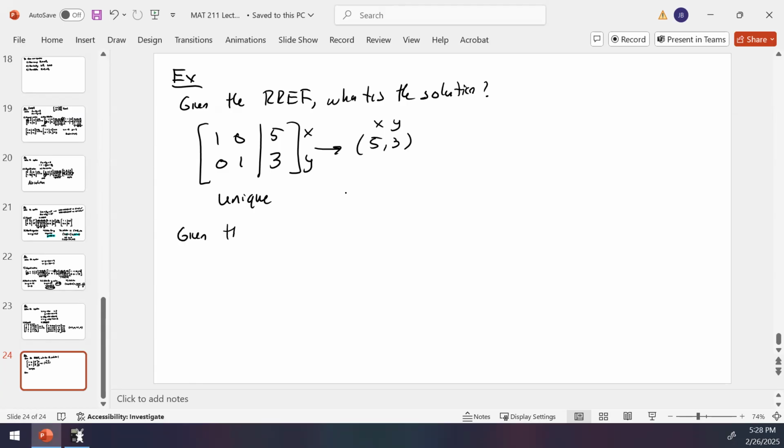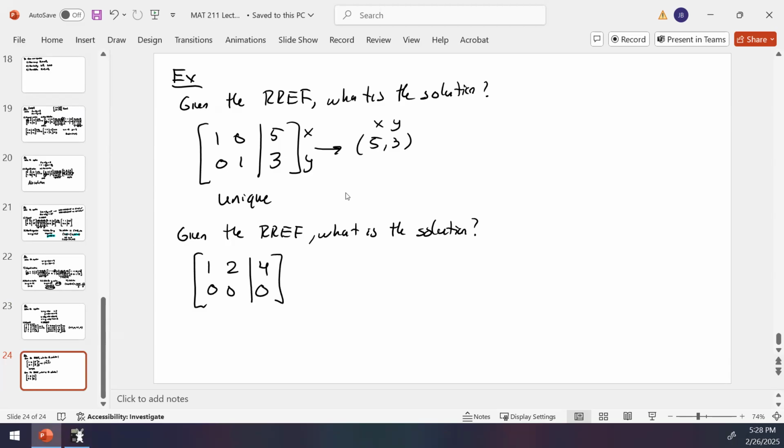Given the RREF, what is the solution? So what if it looks like this? 1, 2, 4, 0, 0, 0. Sometimes, again, in the homework, I noticed that they don't use the vertical line. So the last column is the b value. So just pay attention to that. So this is x and this is y. Well, you're going to rewrite it into an equation, x plus 2y equals 4, because that's your equal sign.